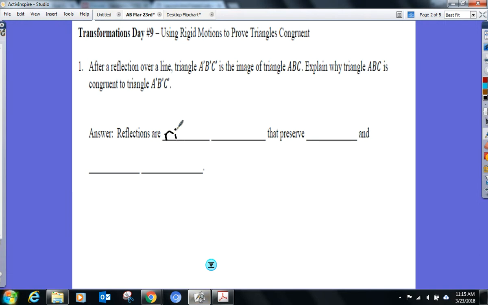So first thing you guys need to tell me is, what are you doing? And tell me they're rigid motions. All right, reflections are rigid motions that preserve, well, they don't preserve sides, they preserve the distance of them. So they preserve distance and angle measure, yes. Because remember, if two figures are congruent, their sides are all congruent and their corresponding angles are all congruent.